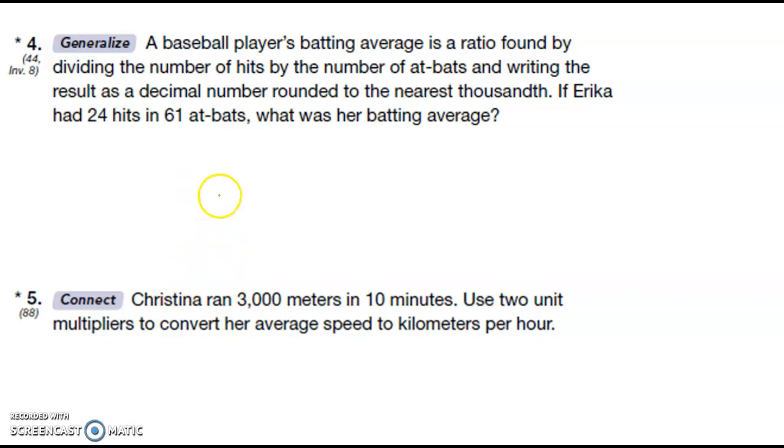A baseball player's batting average is a ratio found by dividing the number of hits by the number of at-bats and writing the result as a decimal rounded to the nearest thousandth. All right, great. If Erica had 24 hits at 64 at-bats, what was her batting average? So I'm going to divide 64 into 24. And I get 375. And this works because this is thousandths. So this is our answer here.